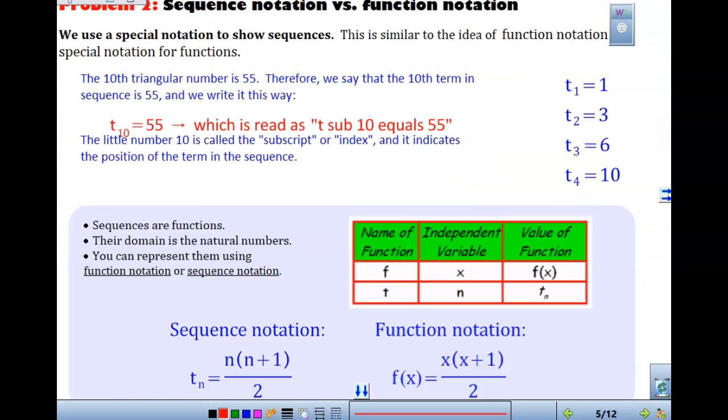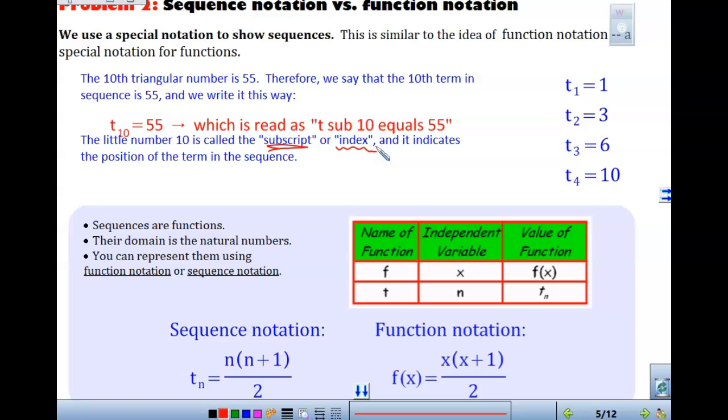The special notation to show sequences is similar to the idea of function notation. So the 10th triangular number is 55. Therefore, we say the 10th term in the sequence is 55. This is how we write it: t sub 10, which when we read it means t sub 10 equals 55. It means my 10th term is 55. If I listed 1, 2, 3 up to 9, the 10th one is going to come out to be 55. The little number, the 10, is called our subscript, so that answers your question. It's sometimes referred to as the index. It indicates the position of the term.